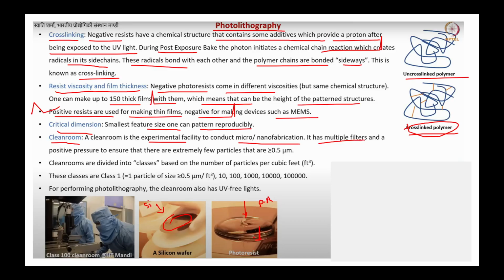So it has multiple filters and positive pressures. Okay, so if you go to this room, it's not like you just open the door and get into the room.